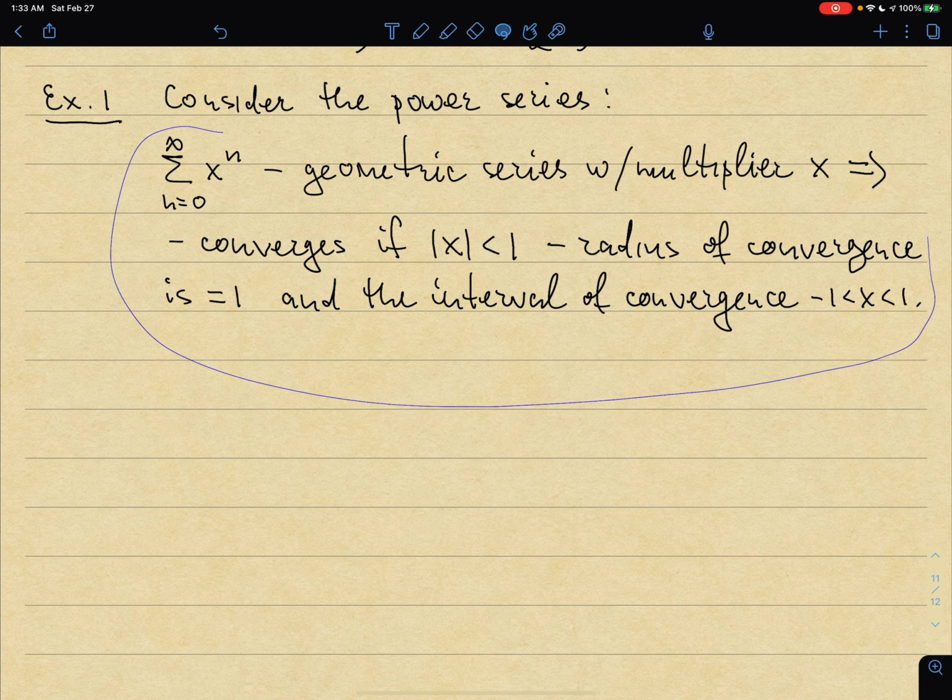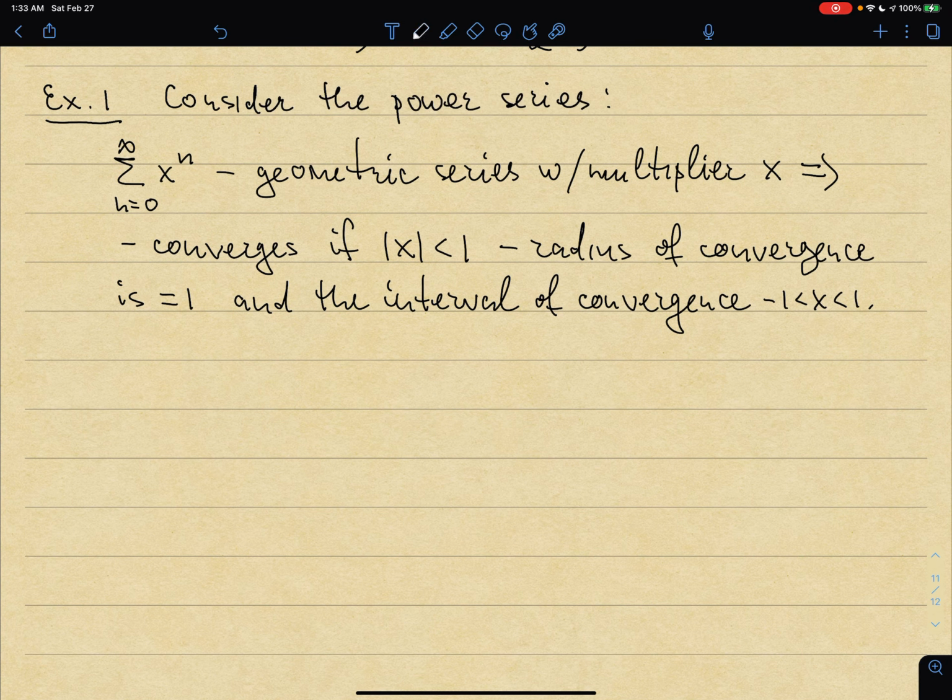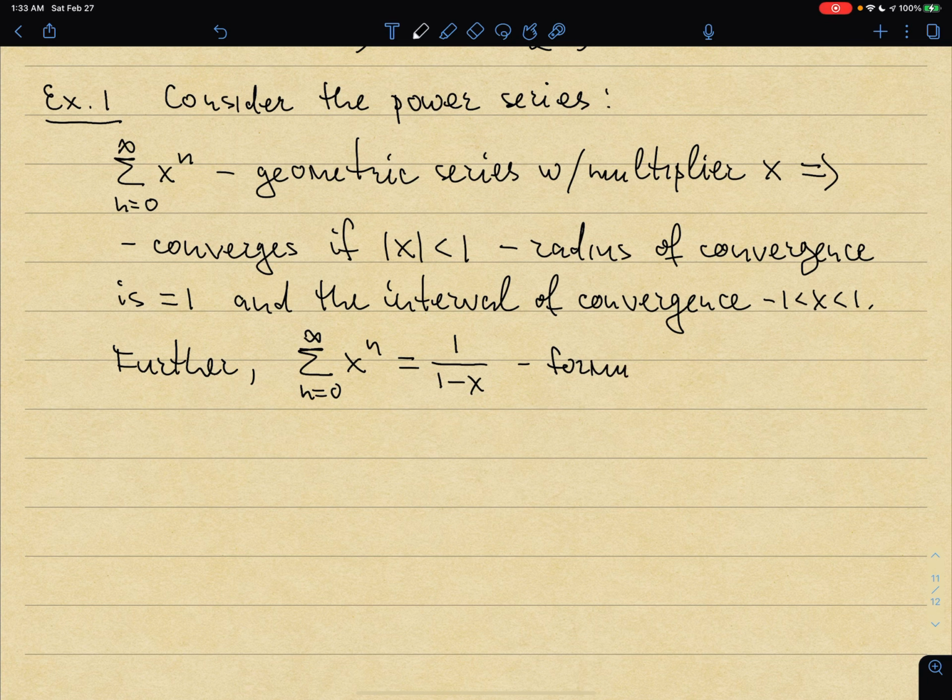We can actually say more in this case. Further, for this power series, I actually know exactly what the sum looks like. So the sum from n equals 0 to infinity of x to the power n. If you remember, the sum is equal to the first element of the series, when n equals 0, that first element is x to the 0, which is 1, divided by 1 minus x. So this is the formula for the sum of a geometric series.